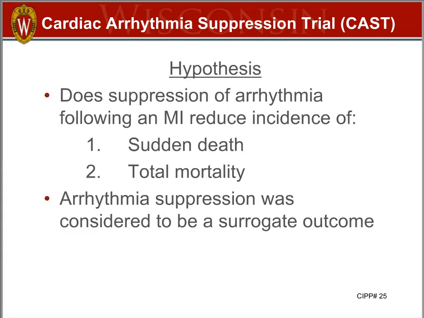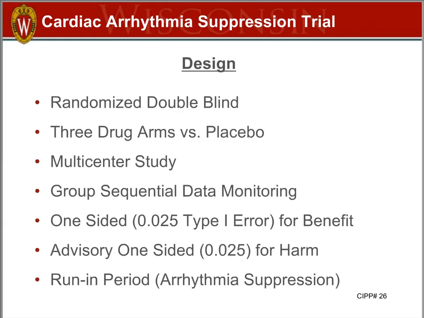One of the classic examples in cardiology is known as the cardiac arrhythmia suppression trial, otherwise summarized as CAST. The hypothesis was that suppression of an arrhythmia following MI reduced the incidence of sudden death or total mortality. There was lots of data that suggested arrhythmias correlated with an increased incidence of sudden death. So the idea was that arrhythmia suppression was considered as a surrogate outcome. In fact, it became a practice to use proven interventions for reducing arrhythmias in patients who are at risk of having arrhythmias.